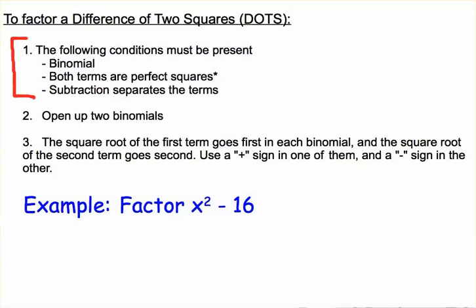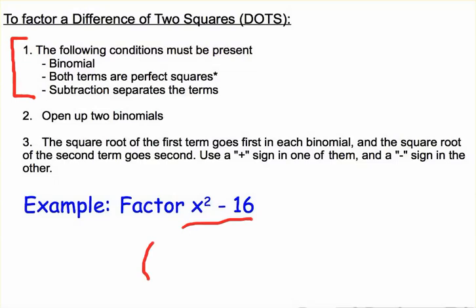The first thing you want to make sure is that it's a binomial. The second thing is to make sure that both terms are perfect squares and that subtraction separates the terms. In our example down here, x squared minus 16, all three of those factors are present. So what we do is follow steps 2 and 3.